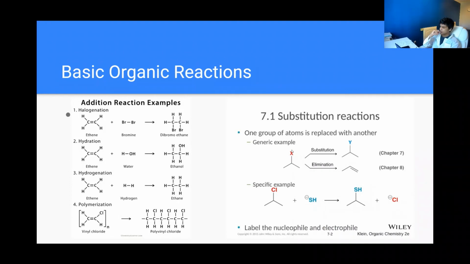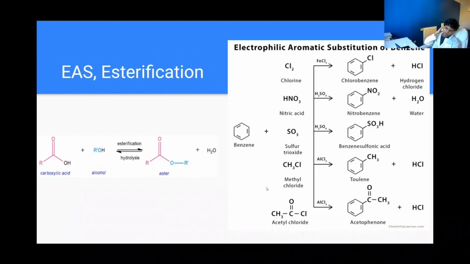So, yeah. Substitution reaction is just a group of atoms replaced with another one. So just find out the nucleophile and electrophile, like over here. This one replaces the chlorine group. So we're talking about electrophilic aromatic substitution and esterification. In esterification, we have a carboxylic acid plus an alcohol, and in concentrated acidic solutions, you will form an ester. But if you dilute the acidic solution, you will shift the equilibrium to the left and will form a hydrolysis reaction.